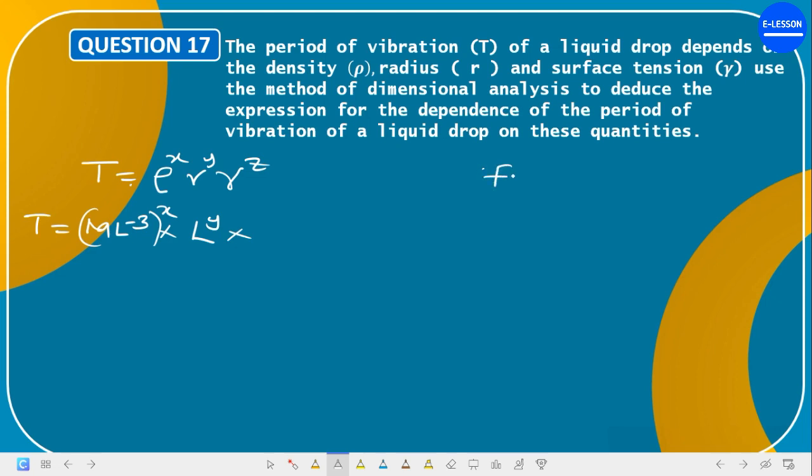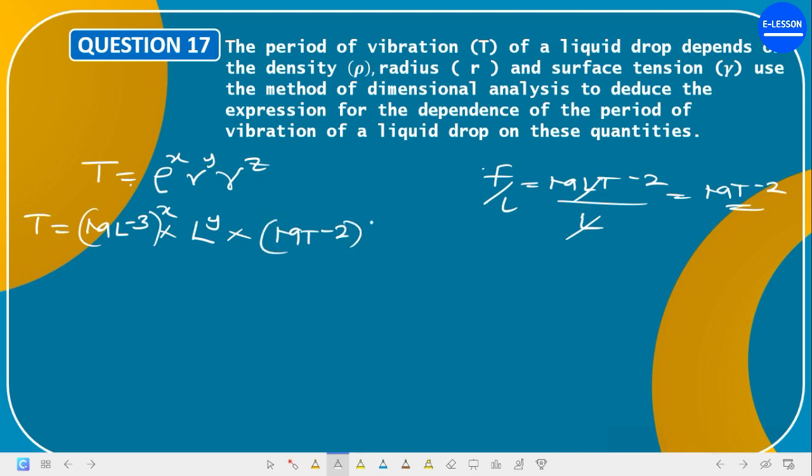Surface tension is force over length. And this force is MLT minus 2. Length is L. L cancels L. This gives us MT minus 2. So the dimension for surface tension is MT minus 2 raised to the power of z. So as a matter of fact, you now have T is equal to, use this to open through. This gives us M raised to the power of x, L raised to the power of minus 3x times L raised to the power of y. Use this one to open through. You have M raised to the power of z, T raised to the power of minus 2z.